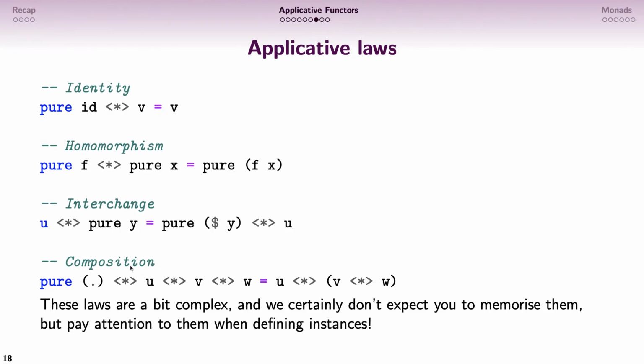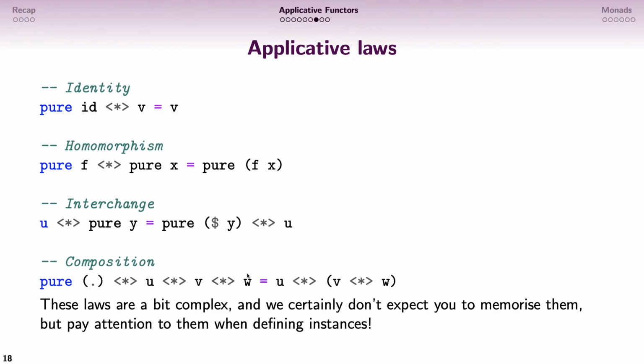Composition is once again quite similar to the composition rule for functor, right? So it's saying that if you have composition and you compose u and v and then apply it to w, that's the same as u of v applied to w, right? So it's essentially the composition rule, but written in a little bit of a strange way.